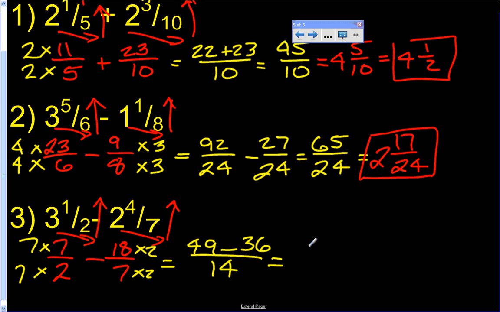49 minus 36 is 13 over 14. This is not improper. Doesn't have a bigger number on top. And it can't be simplified, so that's my answer.